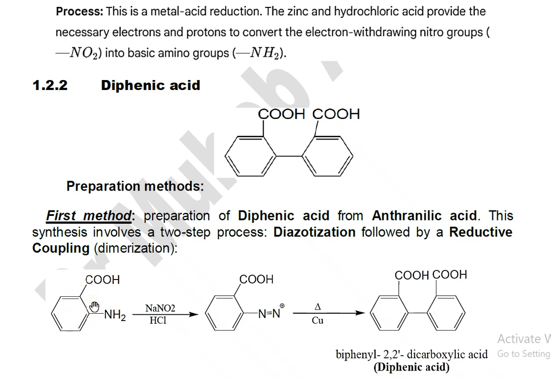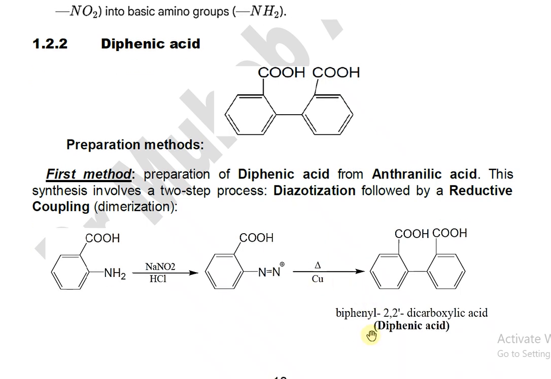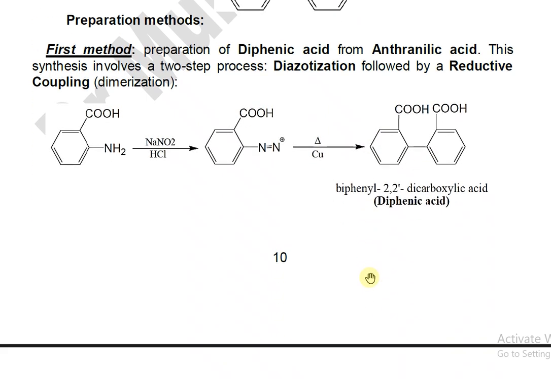This synthesis involves a two-step process: diazotization to convert the amino group to the diazonium salt group, and then reductive coupling. The coupling is self-coupling, meaning this molecule will couple with a second molecule of the same compound to give us diphenic acid.